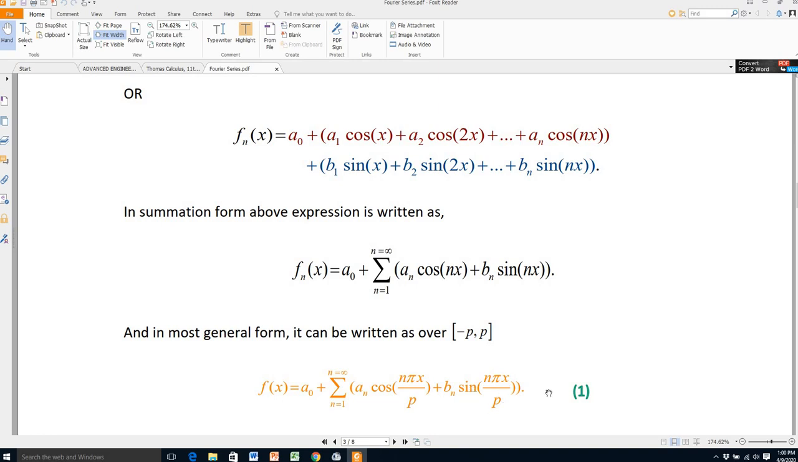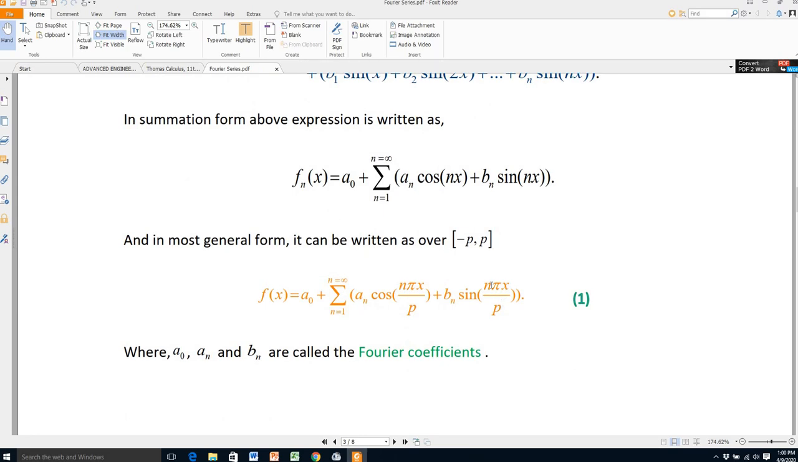We just see this; we are not going into how to generate such an expression or how this angle arises. We just work on the Fourier series. This expression, f of x, in the form of equation number 1, is called the Fourier series. And I'm also telling you that a0, an and bn are called the Fourier coefficients.